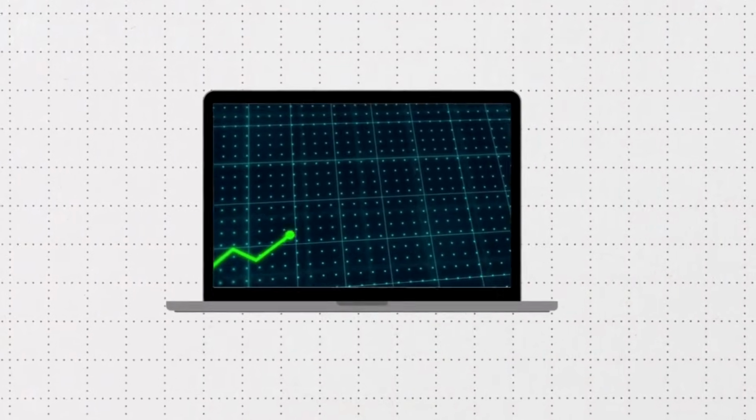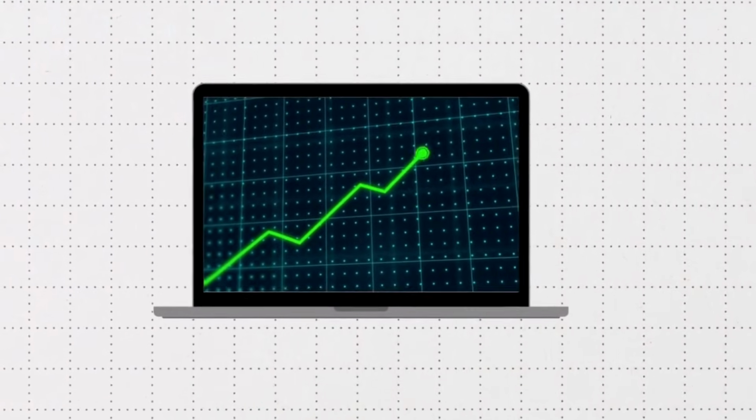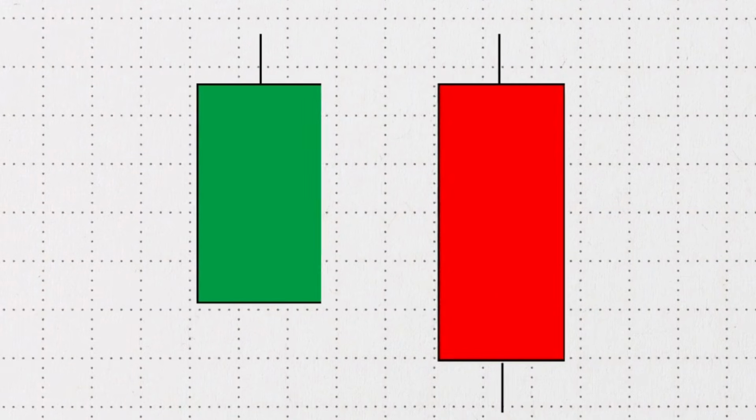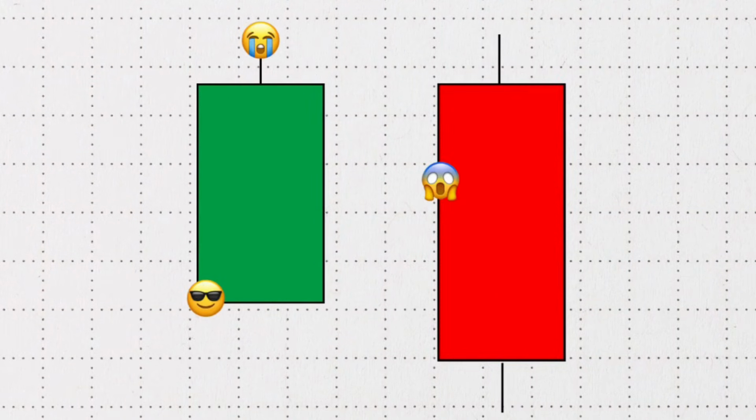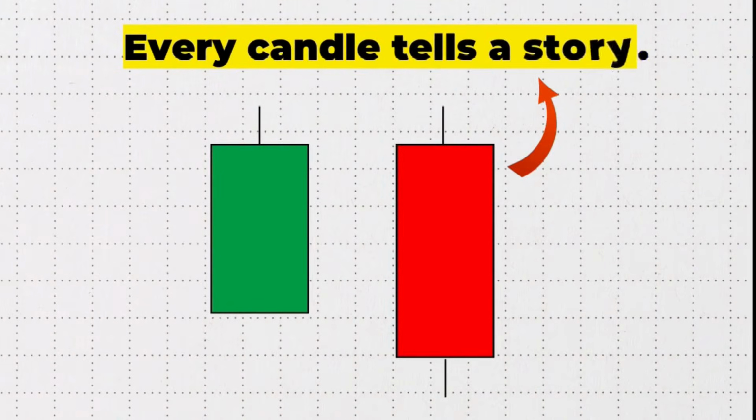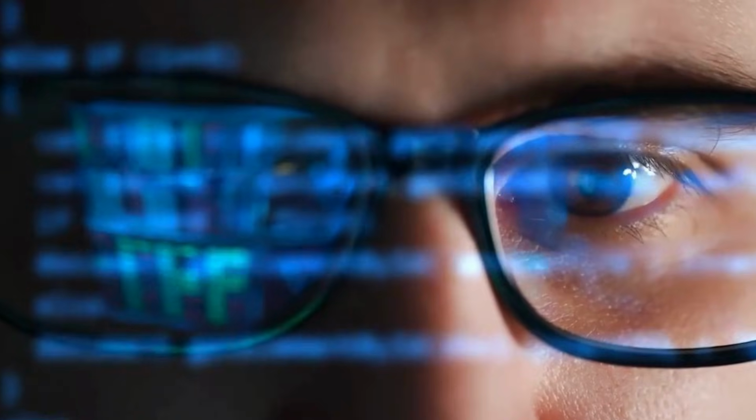Most traders look at charts, but only a few can actually read them well. Because inside every candle, every tiny bar you see, there's a hidden story of fear and greed. And once you learn to read that story, you'll start seeing what most traders completely miss.